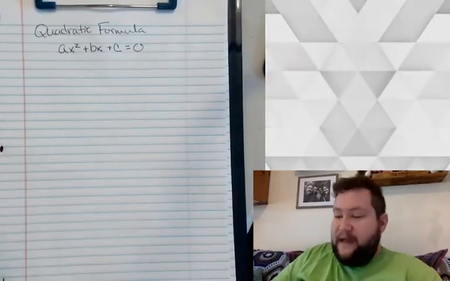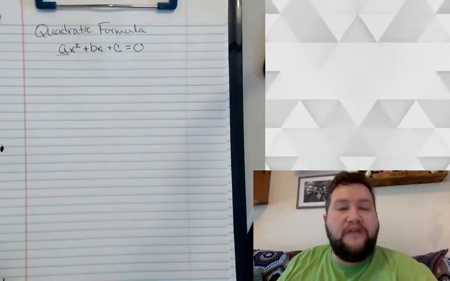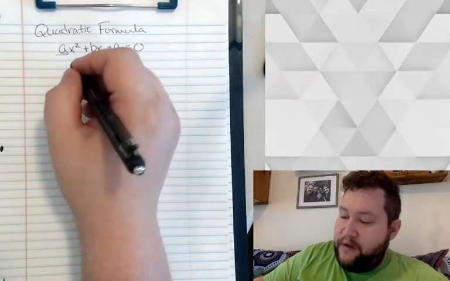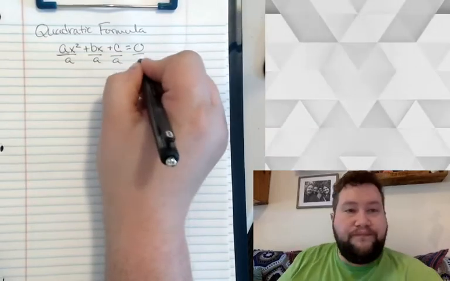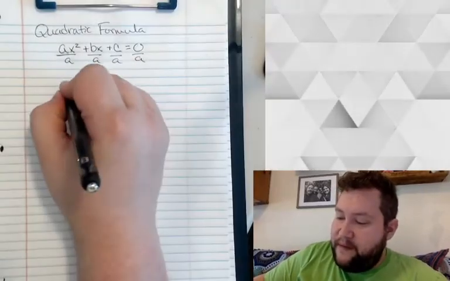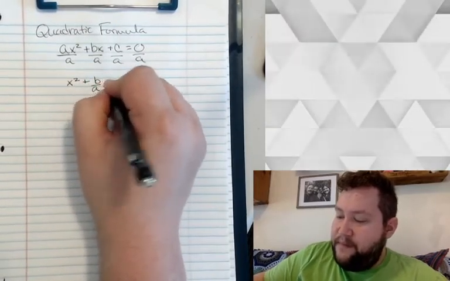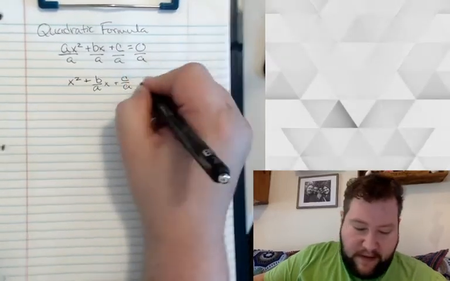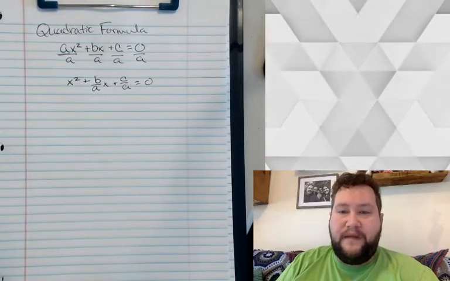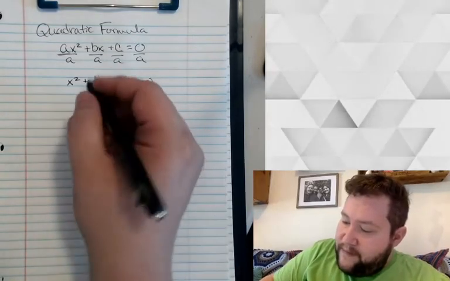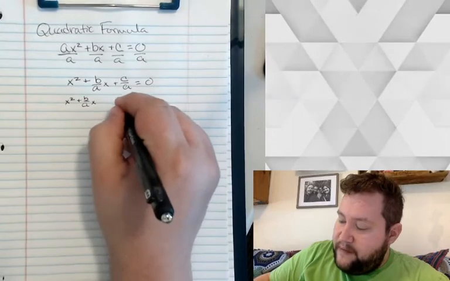But that's not generally the case. Generally speaking, we have some a term. And so to get that as a 1, we can divide every term by a. So what we end up with is x squared plus b over ax plus c over a is equal to 0. And then our first step of completing the square is to move the constant term. So we have x squared plus b over ax equals negative c over a.